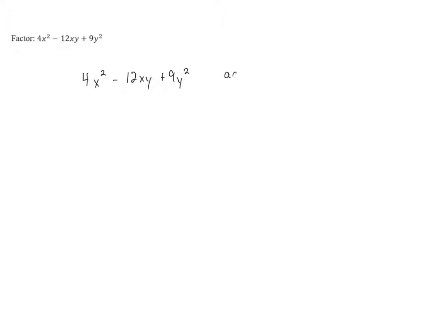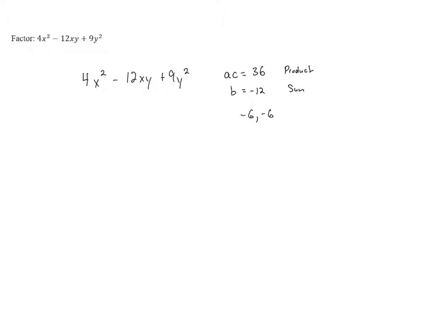In this case, AC is going to be 36 because A times C is 4 times 9, and 4 times 9 is 36. And B is negative 12. So we're looking for two numbers that have a product of 36 and a sum of negative 12. Those numbers are negative 6 and negative 6.